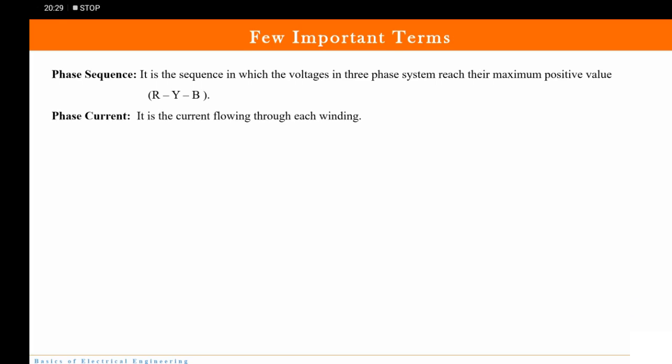The second is phase current. The phase current is basically a term to represent the current flowing through each winding.